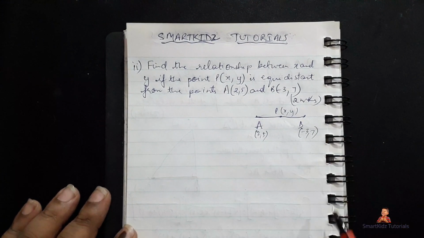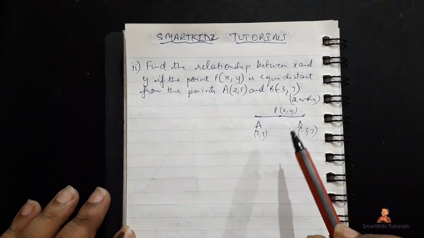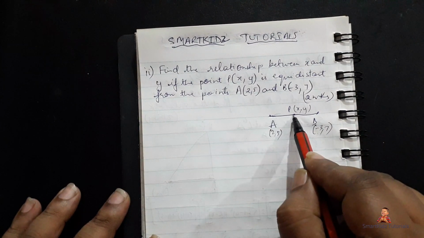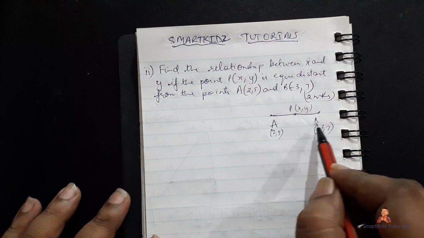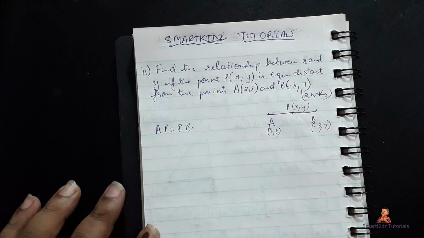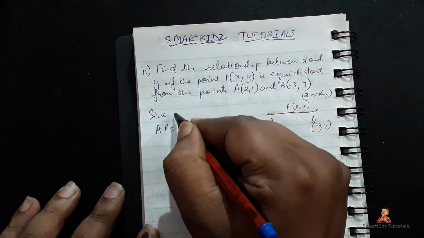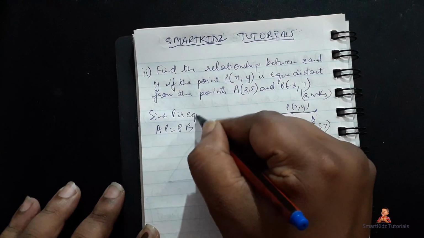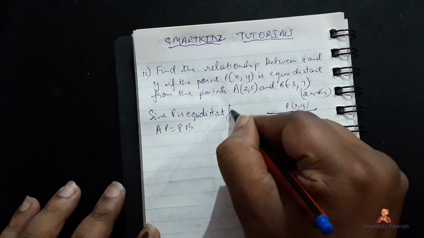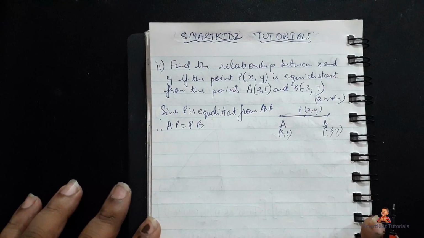All we are asked to do is not to find the coordinates of x and y, but rather to establish a relationship. So for that, since we know that the distance from A to P and P to B are equal to each other, we can say that AP is equal to PB, and there are only 2 marks for this. Since P is equidistant from A and B, therefore AP is equal to PB, you can write.